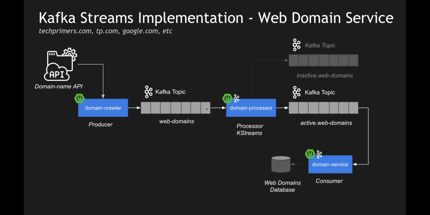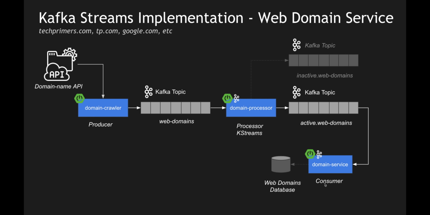From the web domains topic, we are consuming using a Kafka Streams application using Spring Boot and Spring Cloud Streams. Using Kafka Streams, we are filtering out only the active messages and publishing only the active ones onto the active.webdomains topic. From the active.webdomains topic, we are consuming the message via the domain service, and we are just logging it here.